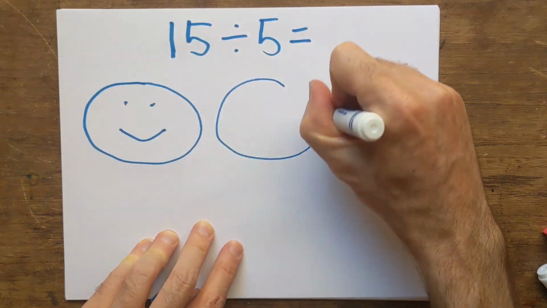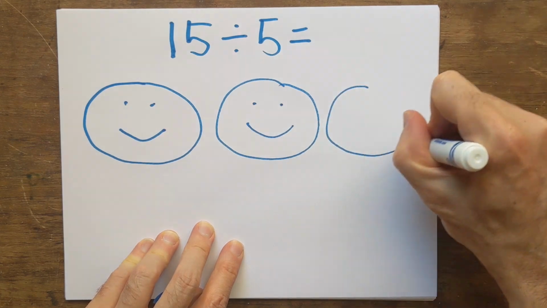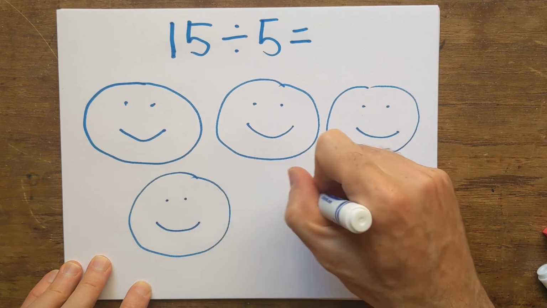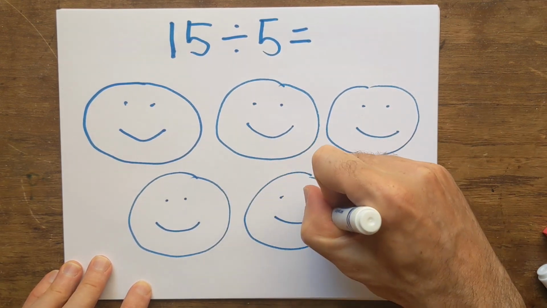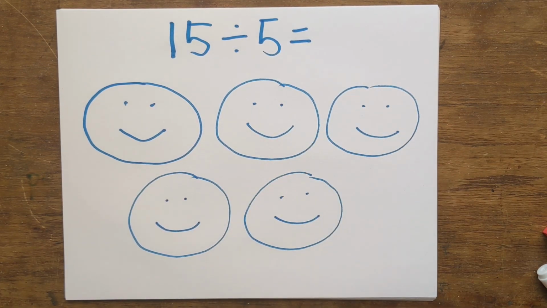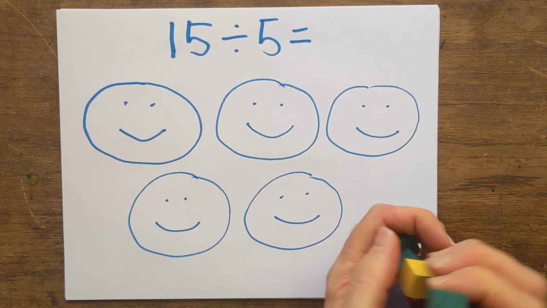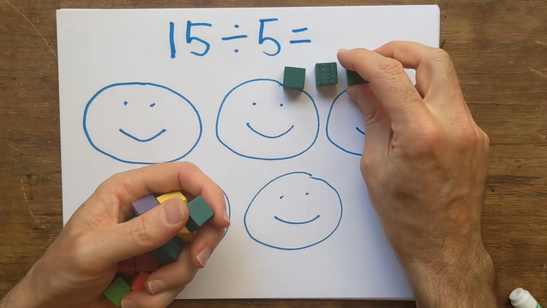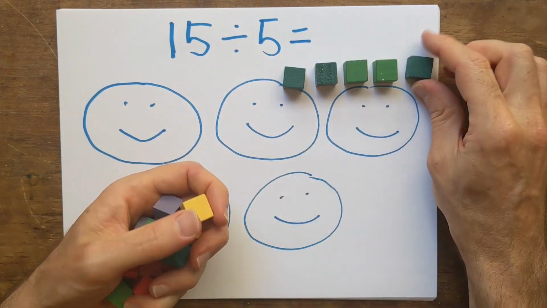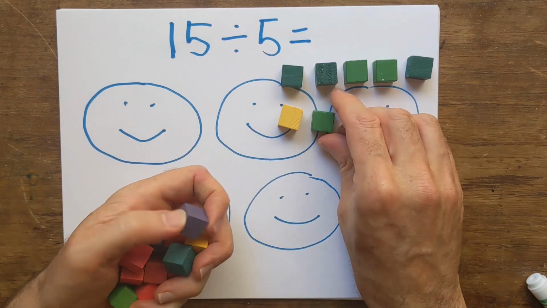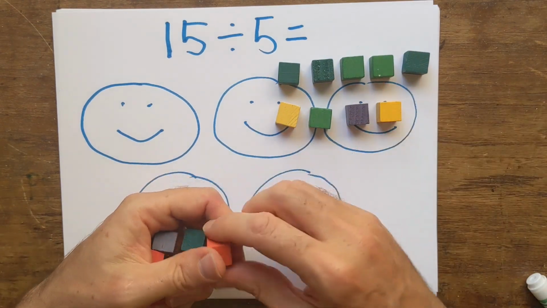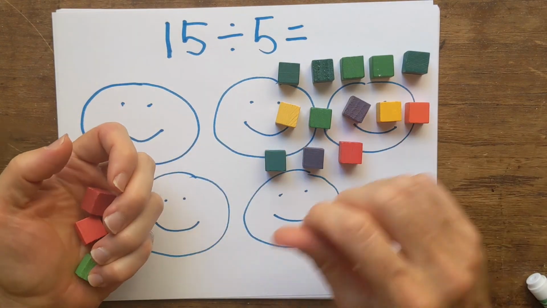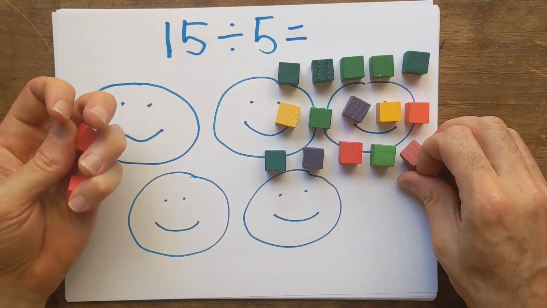1, 2, 3, 4, 5. Now I'm going to count out my 15 candy canes. Although my candy canes look like blocks. 1, 2, 3, 4, 5, 6, 7, 8, 9, 10, 11, 12, 13, 14, 15.